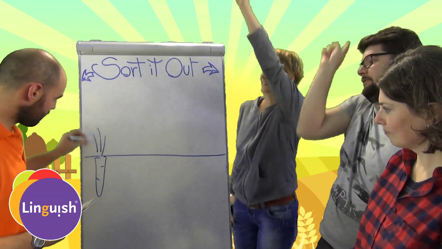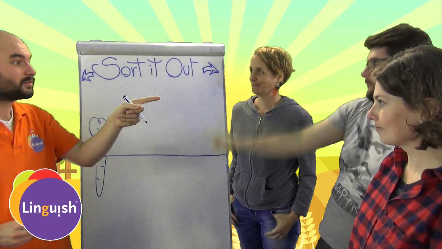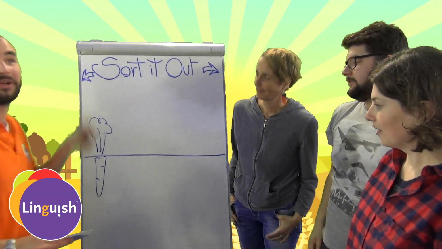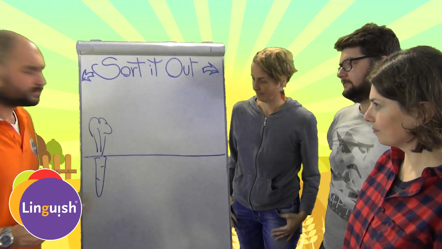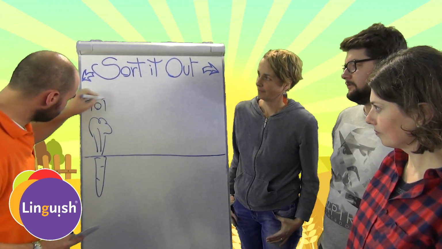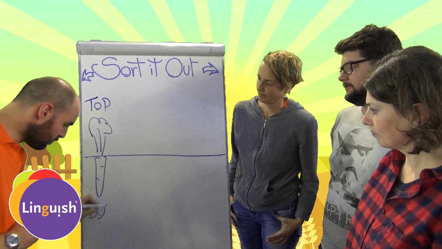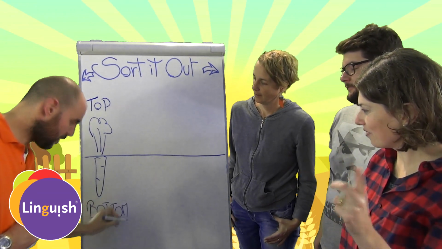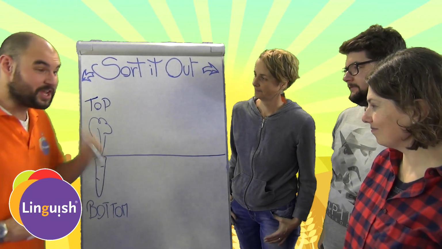A carrot. It's a carrot, right? Now, in a carrot, do you eat the top or the bottom? Oh, I know. The bottom. Yes, we eat the bottom.